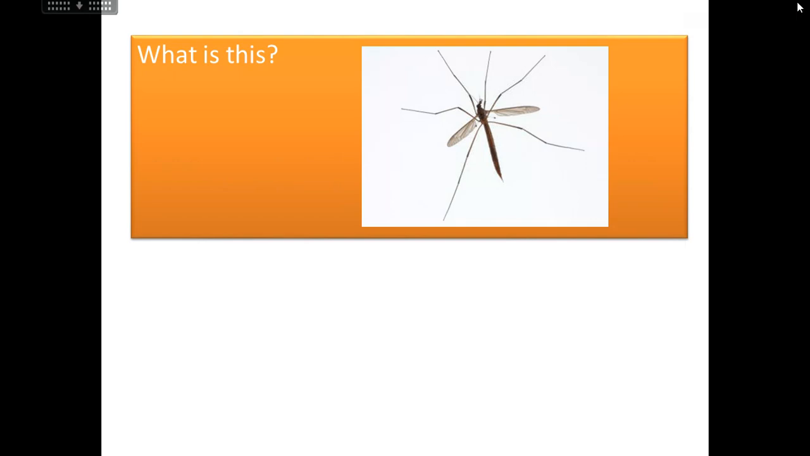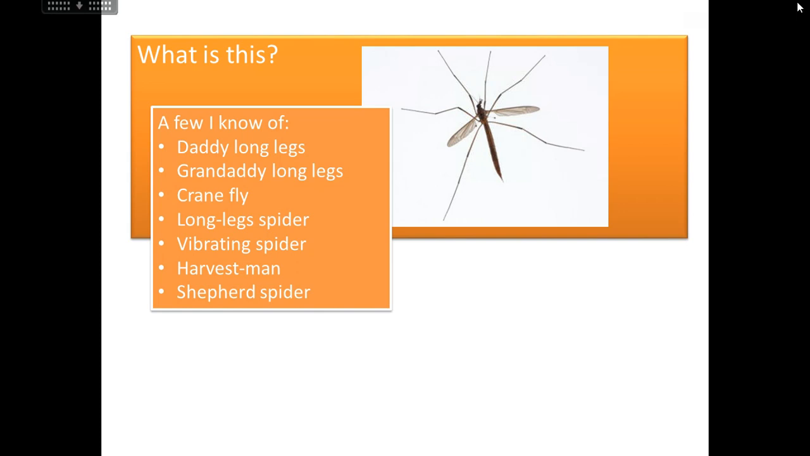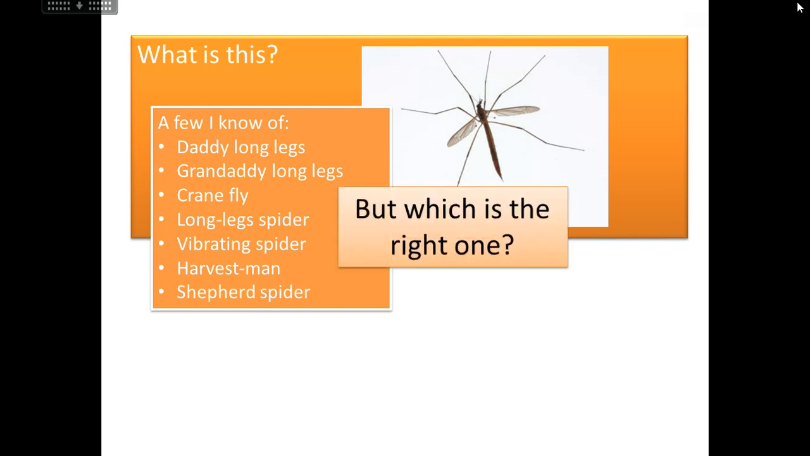So I want you to have a look at this picture and think to yourself, what is this? Lots of people might have different names, but maybe just note down the name that you recognise it as. Some names I thought of, and I actually had to Google a few because there are quite a few, are these ones. Most of you probably know it as daddy longlegs or cranefly, but there are lots of other names too. The granddaddy longlegs, I'm not quite sure why the grand bit is needed. The long-legged spider, vibrating spider, harvestman, and the shepherd spider as well. So which is the right one?